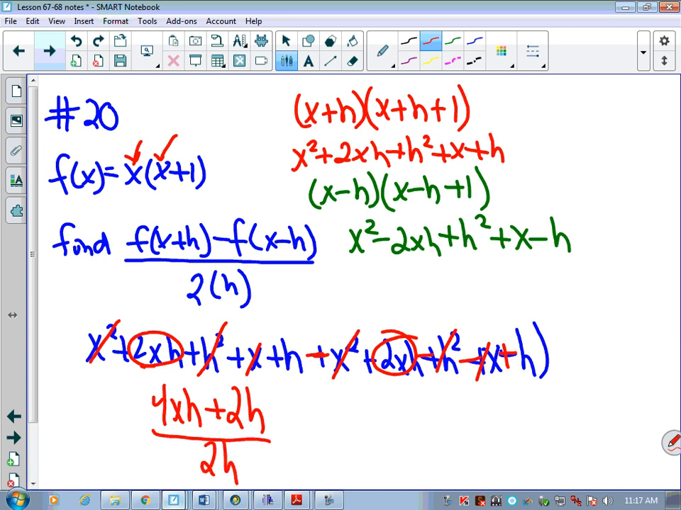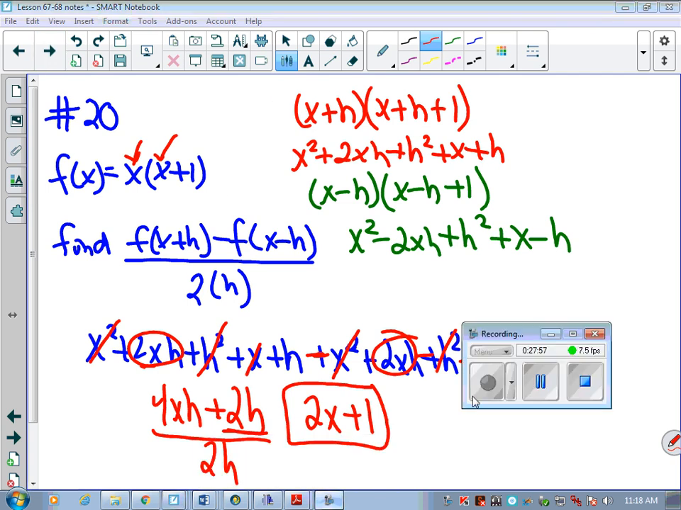Because there's an h in everything, I can factor out a 2h out of everything. So I wind up with 2x plus 1. That's my answer. I have to leave something in this position as I factor that out. Of course, I'm leaving a 1 down there, but I don't need it. So that should be everything. I'm going to hit stop on this.